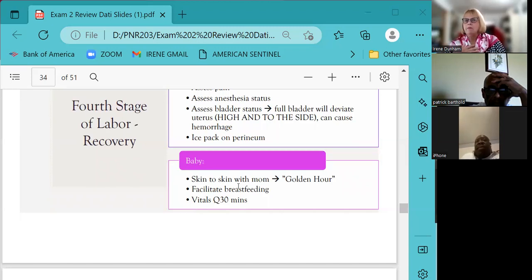Okay, baby. Now, baby will be skin to skin. Guys, remember this. You'll see this again. Skin to skin promotes bonding. Write that down. Skin to skin promotes bonding.